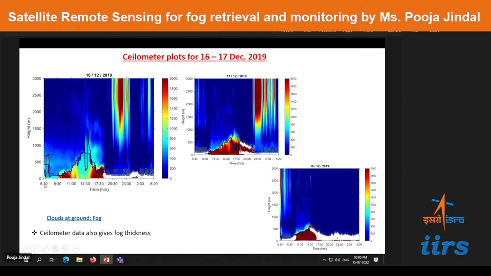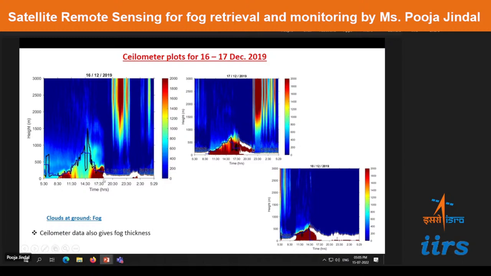This is the ceilometer plot for 16 December 2019. This is the height, that is altitude, versus time. When it says 16 December 2019, it is starting from 5:30 a.m. to the next day 5:30 a.m. If you see the backscattering values here, we are interested in the low levels only, because fog is at the lower altitude. The backscattering values are low, around 200, then a little bit high, to 2000 and so on.